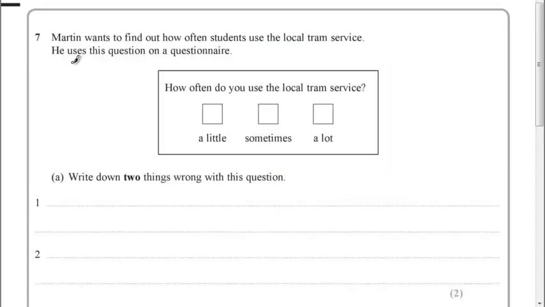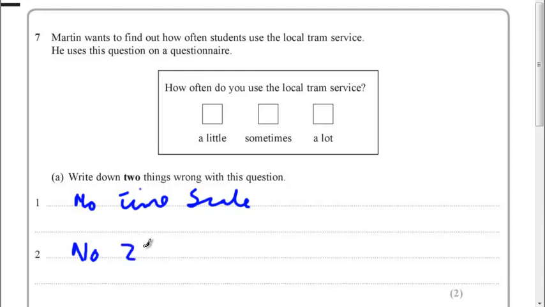Well, we've got this one about a questionnaire now, and Martin wants to find out how often students use the local tram service. He uses this question on the questionnaire. So there we go. How often do you use the local tram service? Little, sometimes, a lot. It's all a little bit vague. Write down two things wrong with this question. Well, it's vague is one thing, but we say no time scale. And the second thing wrong, what if nobody uses the tram at all?